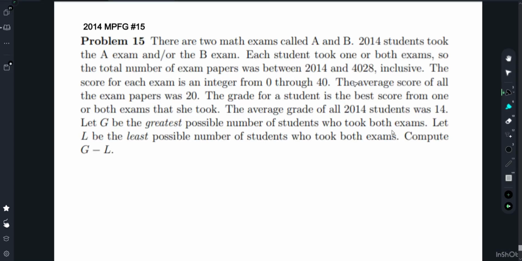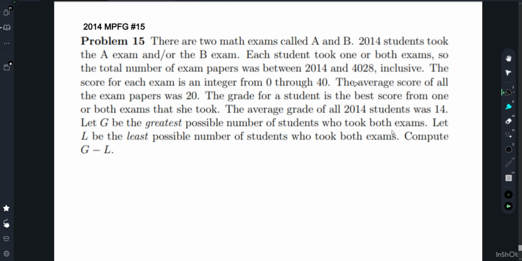So there are two math exams called A and B. 2014 students took the A exam and/or the B exam. Each student took one or both exams, so the total number of exam papers was between 2014 and 4028 inclusive. The score for each exam is an integer from 0 through 40. The average score of all the exam papers is 20. The grade for a student is the best score from one or both exams she took. The average grade of all the 2014 students was 14.